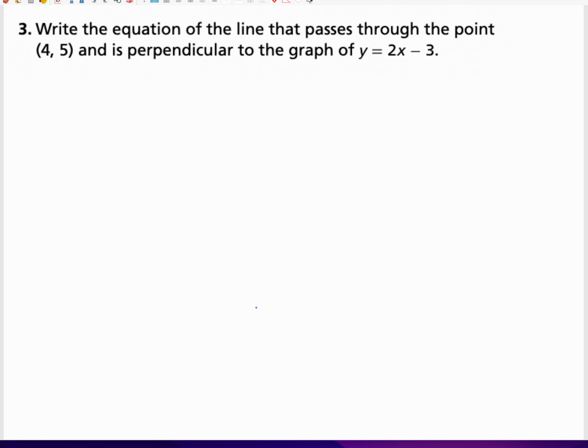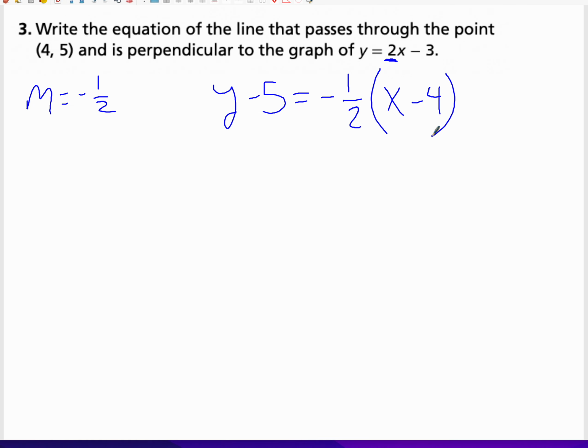All right. The equation of the line that passes through (4, 5) and is perpendicular to the graph of y equals 2x minus 3. So perpendicular to a slope of 2 is what? Negative 1/2. So I want to write with a slope of negative 1/2. So that's going to be y minus 5 equals negative 1/2 times x minus 4.